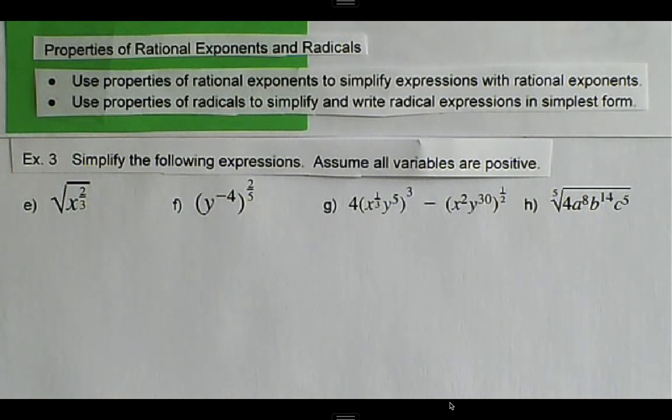We're talking about properties of rational exponents and radicals, and we want to simplify the following expressions. Assume all variables are positive.